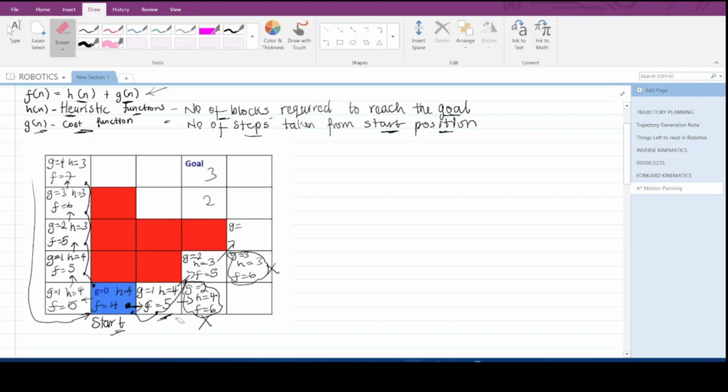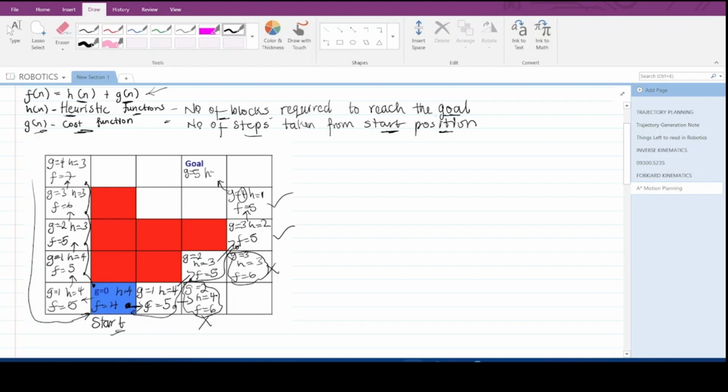g is equal to what here? 1, 2, 3. So g is equal to 3. h is going to be equal to 1, 2, 2. And f is going to be equal to 5. This is good. We're still on f equals 5. Next, let's move here. g will be equal to 4. h will be equal to, you just have one more block to the goal. So h is just equal to 1. f is equal to 5. This is good. f is still 5. And next, we can just move to the goal, where g is equal to, after 4, 5.